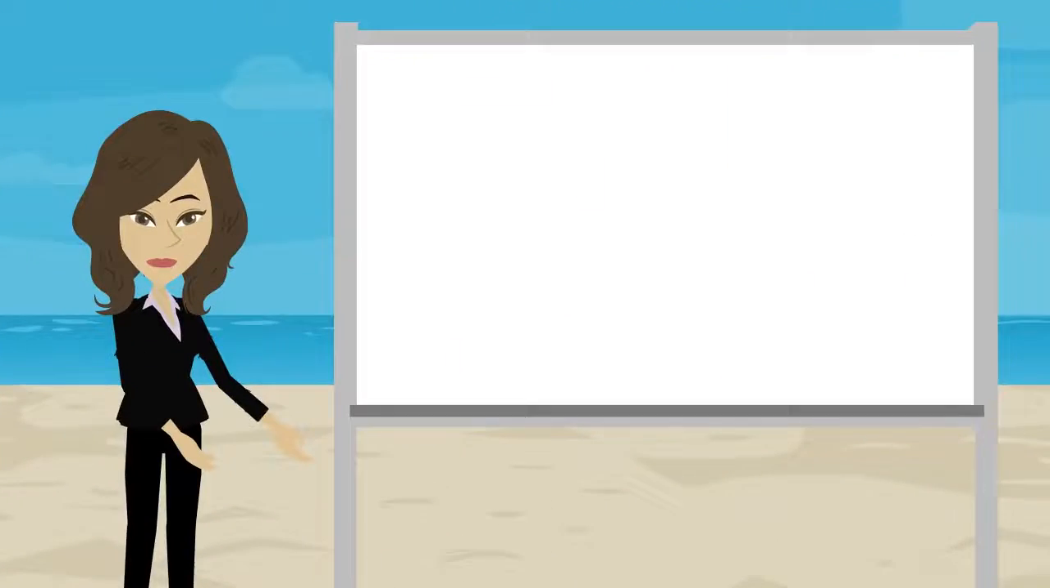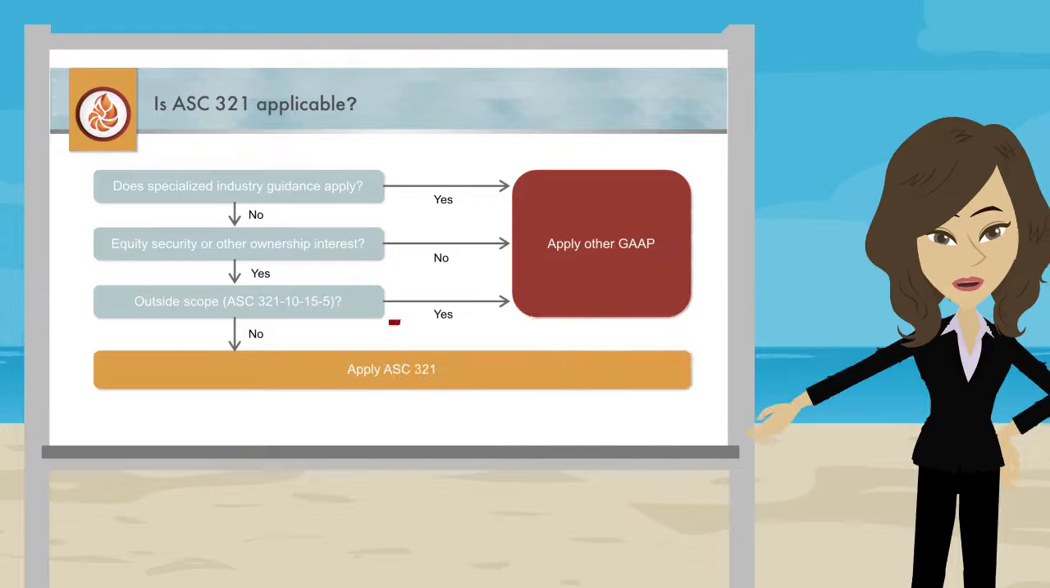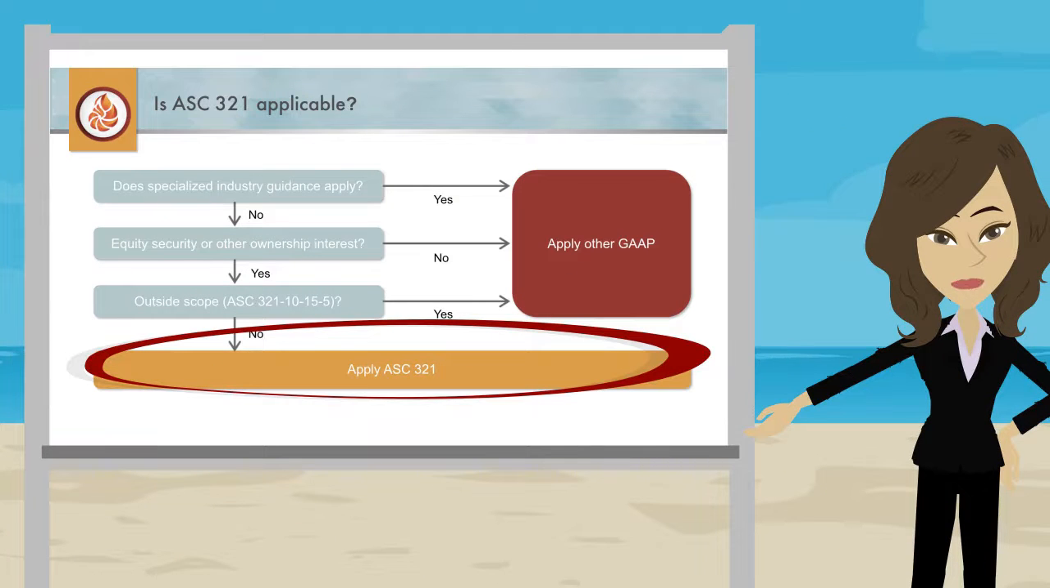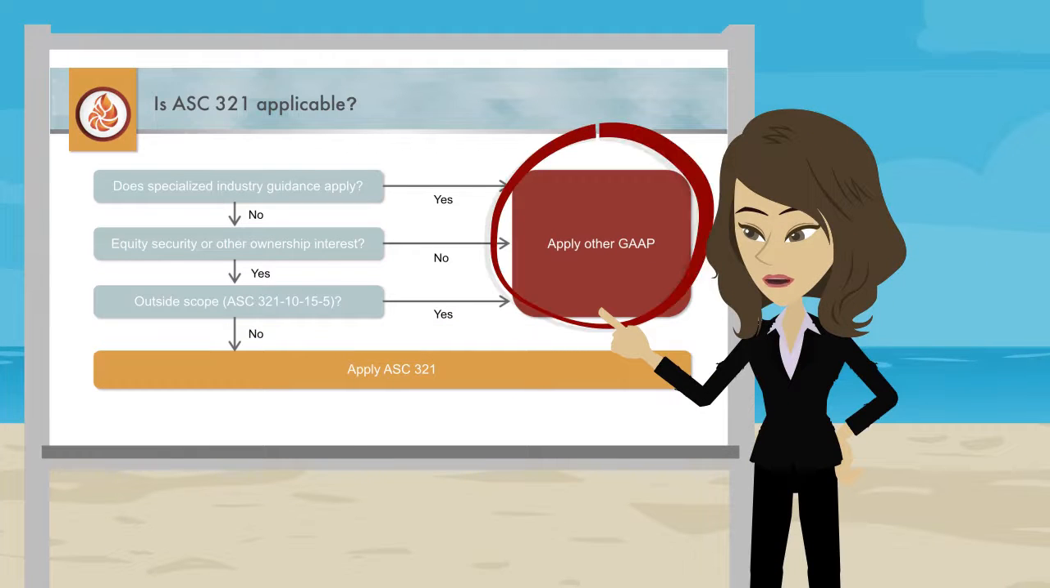In this module, you'll learn about the scope of ASC 321, which is important to determine whether this topic even applies to the investment. If ASC 321 does not apply, then you need to look for accounting guidance in other topics within the codification.